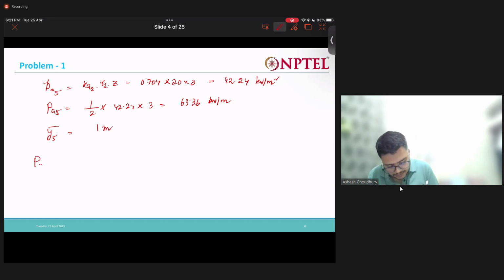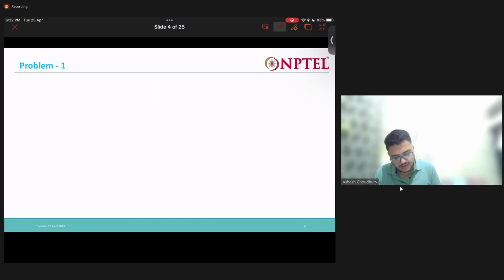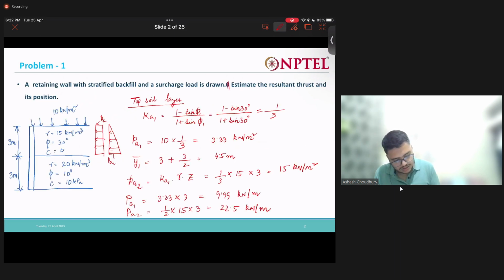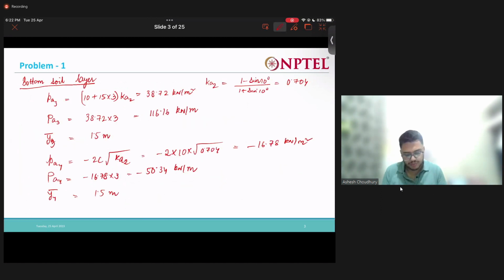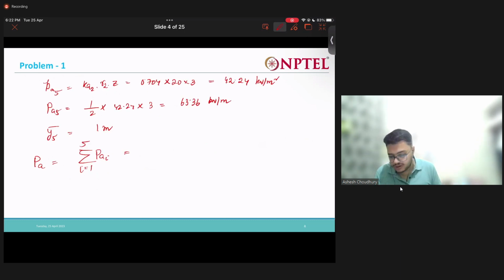So total Pa is nothing but the summation of Pai, i goes from 1 to 5. If we add all these things, 10 plus 22.5 plus 116.16 minus 50.34 plus 63.36, we get the total as 161.66 kilonewton per meter. Okay, kindly check all these values by yourself.